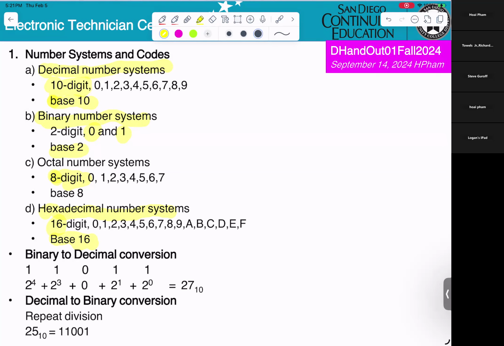Okay? So basically we're using the decimal number, the binary number, and the hexadecimal number. Octal number, that's too old. Now computers are not using octal numbers. Okay?